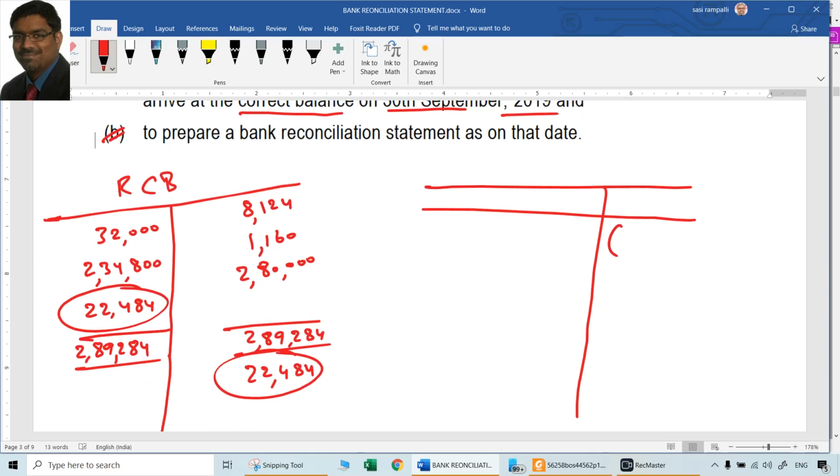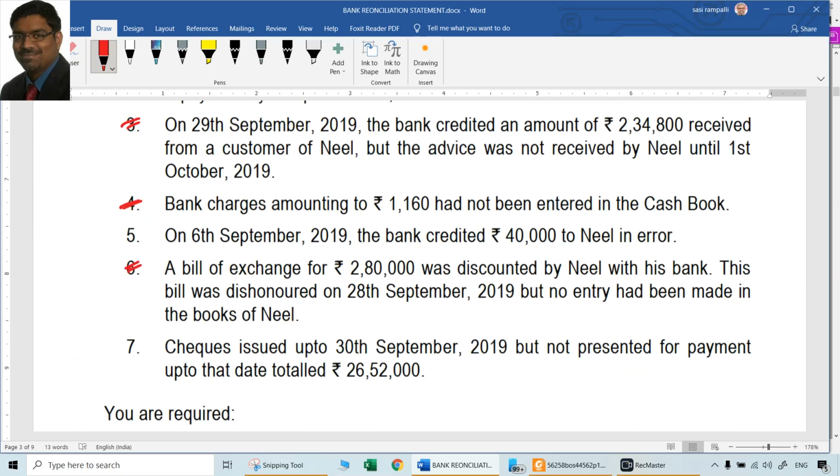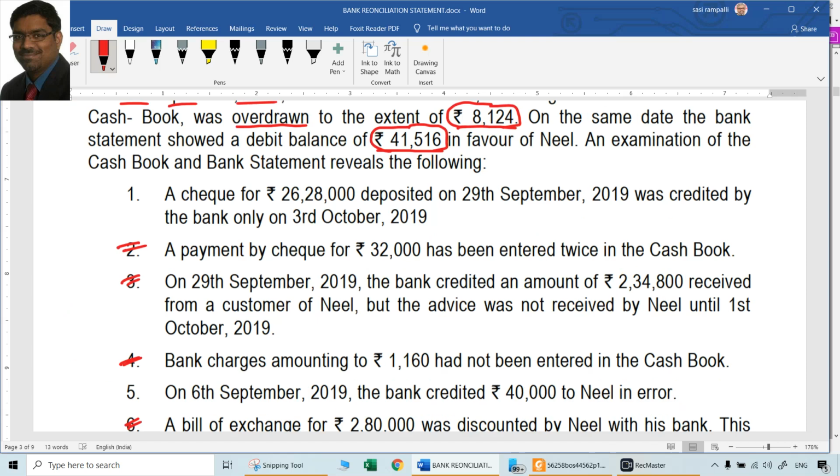What should be the starting point? Simply negative amount, 22,484. Overdraft means negative balance, nothing more. So we don't have to change our thought process just because the balance is overdraft. Same process can be followed, but only starting point is negative. That's okay. Now look at the items which we did not treat already.